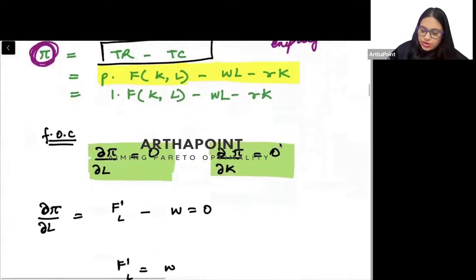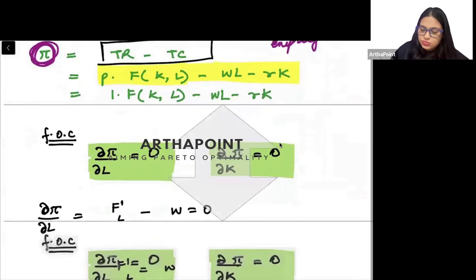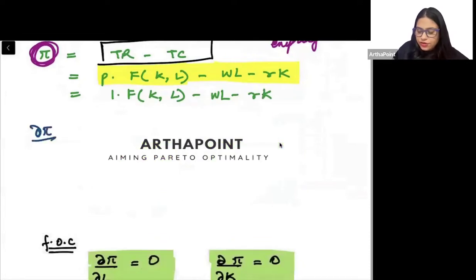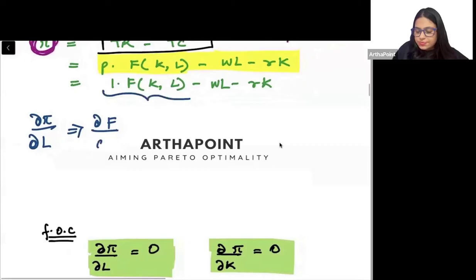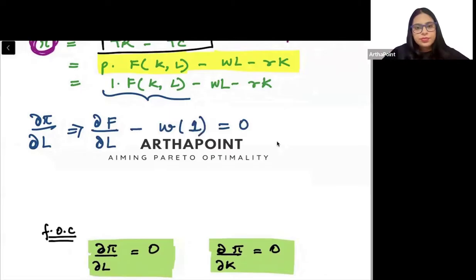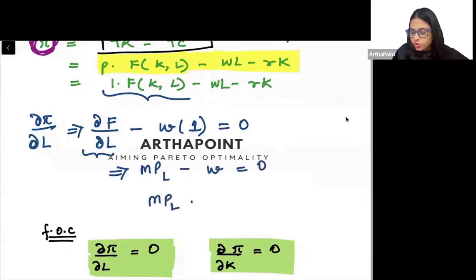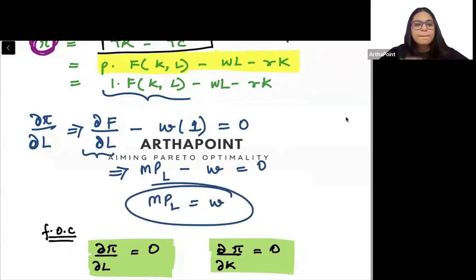Now if you look here, let's differentiate the profit function with respect to labor. What will I get? Differentiating output with respect to labor, minus W into 1, equal to 0. So this is how output changes as labor changes: marginal product of labor minus W equals 0. So the marginal product of labor is equal to the wage rate.